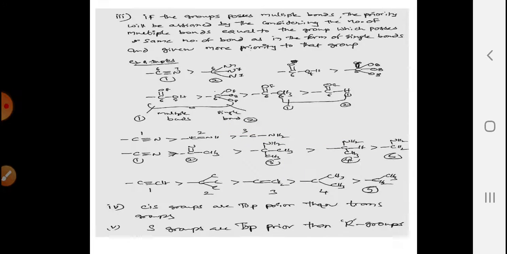And the fourth one: cis groups have more priority than the trans groups. Whenever a double bonded carbon has cis and trans groups, all of you know very well what is cis and what is trans. If the 2 groups present on the one carbon, one is cis, one is trans, then cis is given top priority. Similarly, S groups are given top priority over the R groups. These are some important rules.